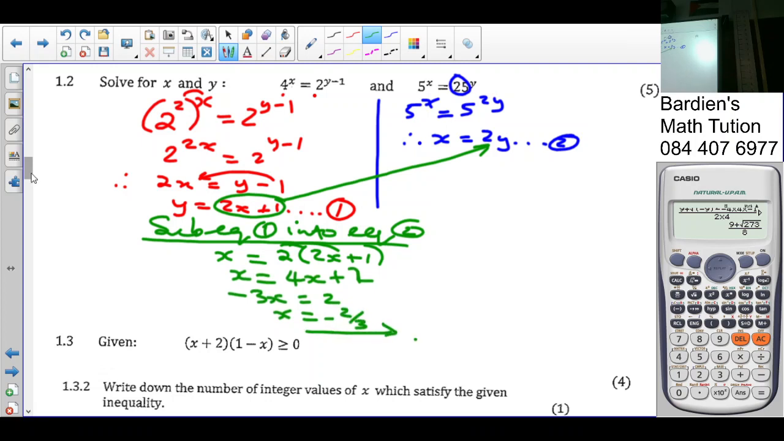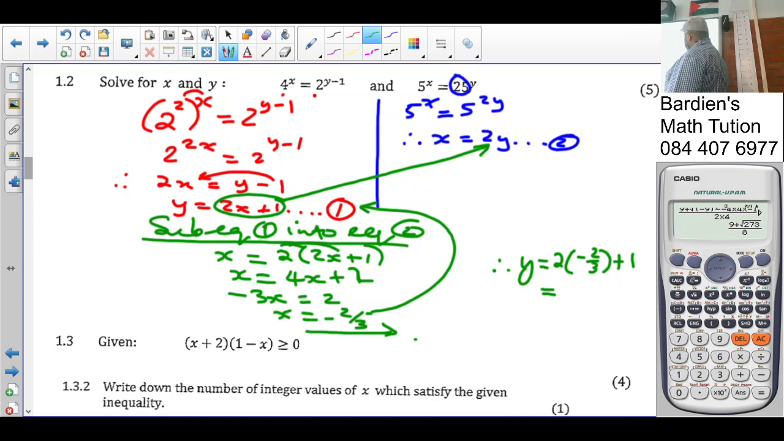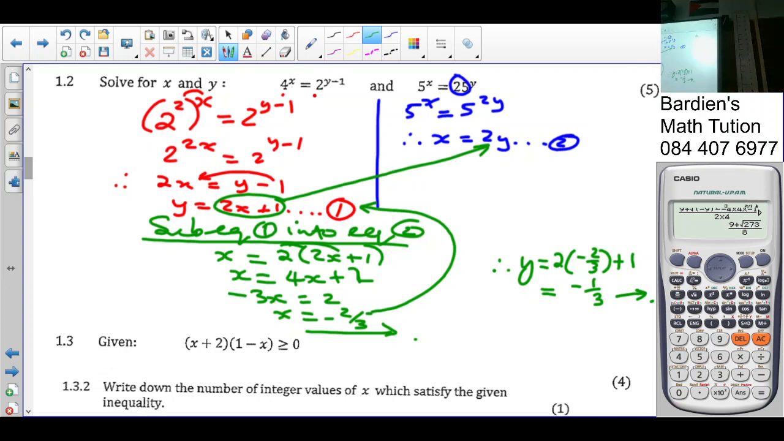You all agree with that? Is that correct? So what do I do now? I'm going to solve for y. So you put it in the first equation, or the equation where we have y as the subject of the formula. So I can then say therefore y is equal to 2 times negative 2 over 3 plus 1, which is negative 4 over 3 plus 1, so it's going to be negative 1 over 3. Is that correct? Any confusion, people? Any questions? Now you all understand, eh? What I'm going to do is I'm going to take this off, because as you can see, I'm running out of space.